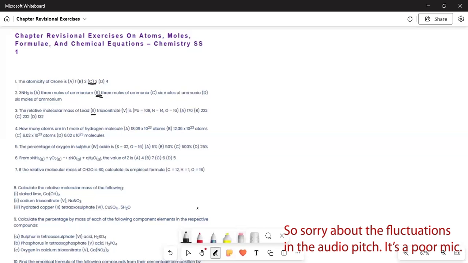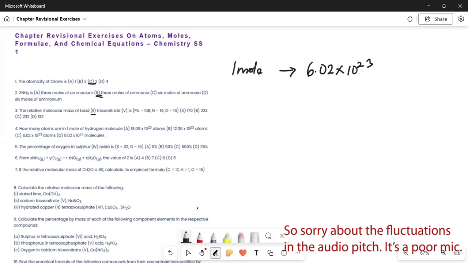Then question 4 says, how many atoms are there in 1 mole of hydrogen molecule? We learned that 1 mole of any substance usually contains 6.02 times 10 to the power 23 elementary entities. In this case, the question says how many atoms are there in 1 mole of hydrogen molecule?